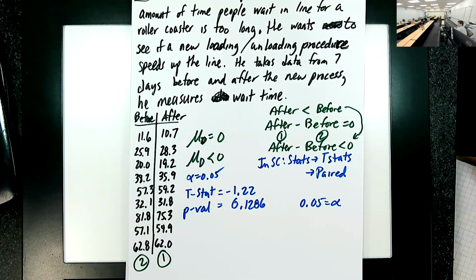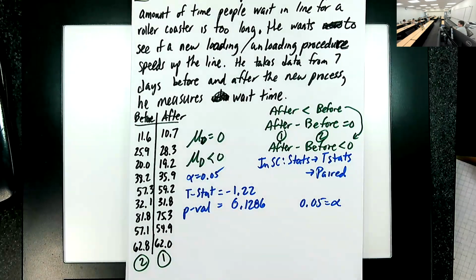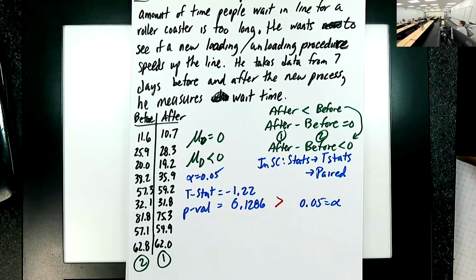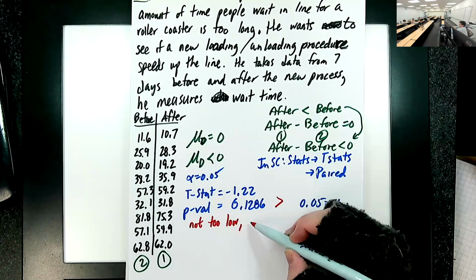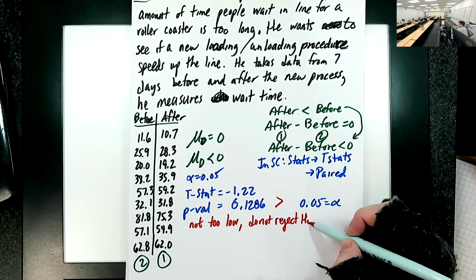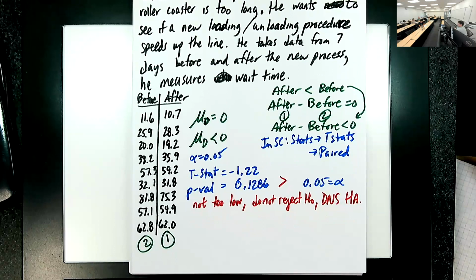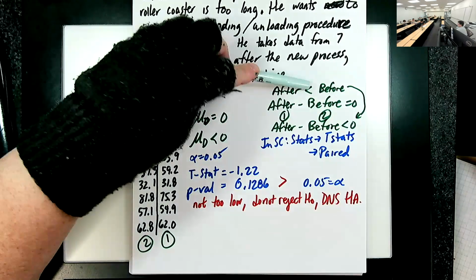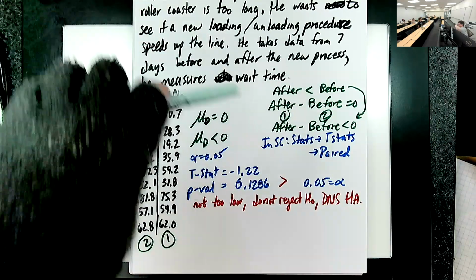All right, so what should I do? P-value is greater than 0.05. And what does that mean? That means not too low, do not reject, do not support HA. What was HA here? HA was that the after time was less than the before. So the procedure didn't work or didn't show anything.